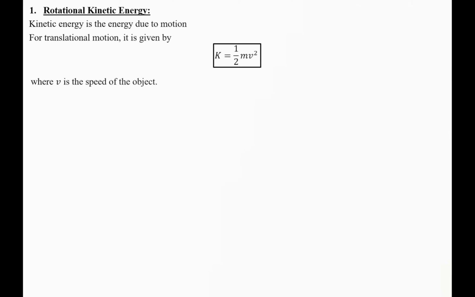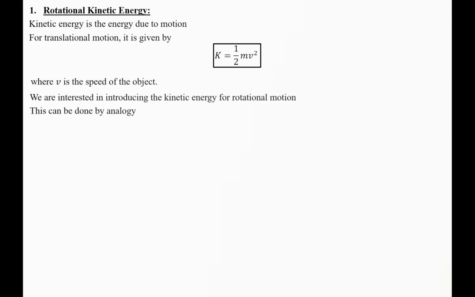Kinetic energy is the energy due to motion. For translational motion, it's given by K equals half m v squared, where v is the speed of the object. We're interested in introducing the kinetic energy for rotational motion. This can be done by analogy. As we have mentioned previously, analogy is a promising approach in different topics in physics.